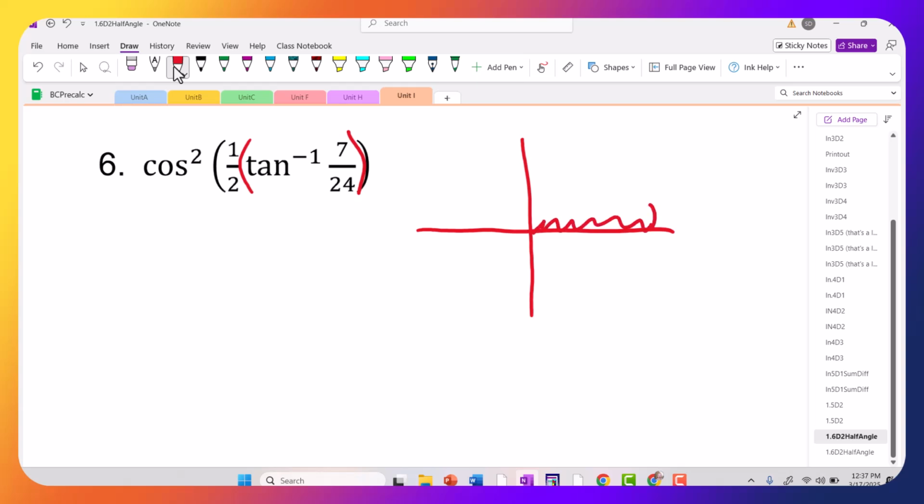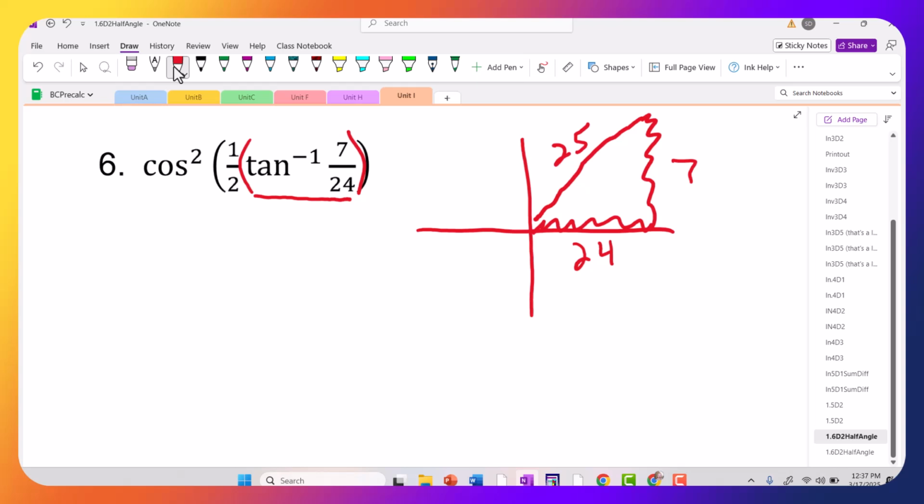By the way, 7, 24. Anyone know what the 7, 24 Pythagorean triple is? It was the 4th one that I'd write on every page. 3, 4, 5; 5, 12, 13; 8, 15, 17; and then 7, 24, 25. Those are the 4 most common Pythagorean triples. And then, by the way, you would have to be in quadrant 1 because that's the rule for inverse tan of a positive.